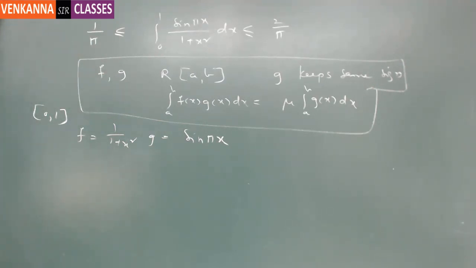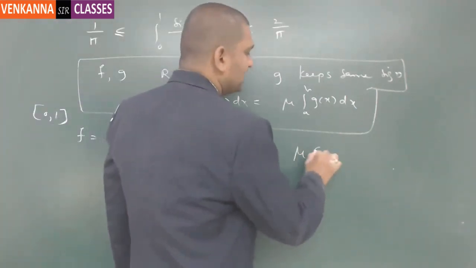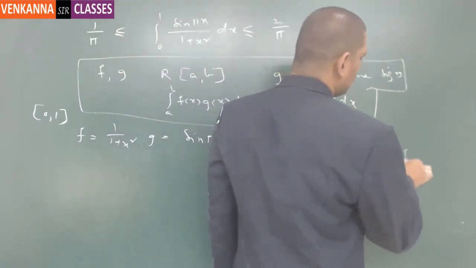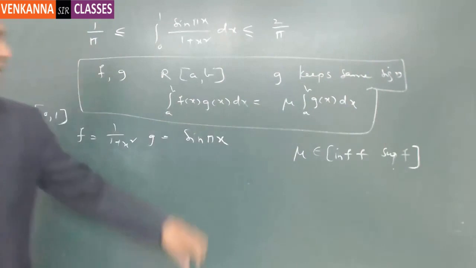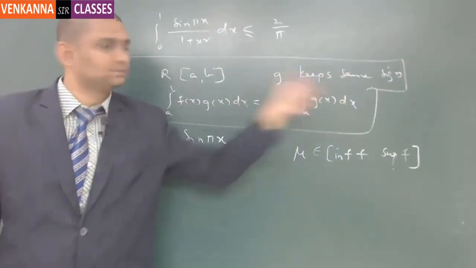And g keeps the same sign because it is positive throughout the interval. It assumes positive values. You cannot get a negative value on the given interval. Therefore, f and g satisfy the criteria of the first mean value theorem. Therefore, there exists a value mu lying between infimum f and supremum f, such that the integration of the two functions is equal to this part.